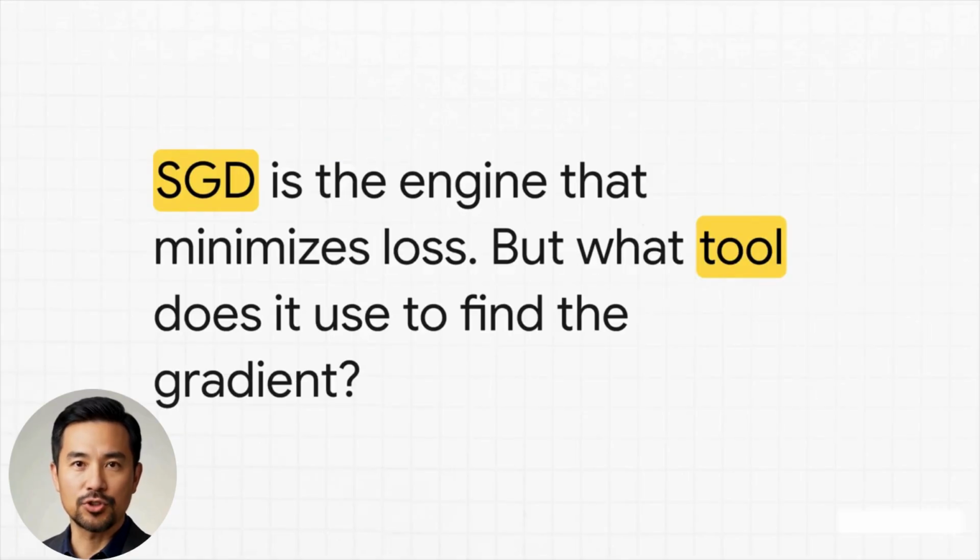Now, the engine that powers this whole training loop is an algorithm called stochastic gradient descent, or SGD for short. Its entire purpose in life is to make that error, that loss, as small as possible. It needs that gradient from step 3 to do its job, but how? What tool does it actually use to figure that out?